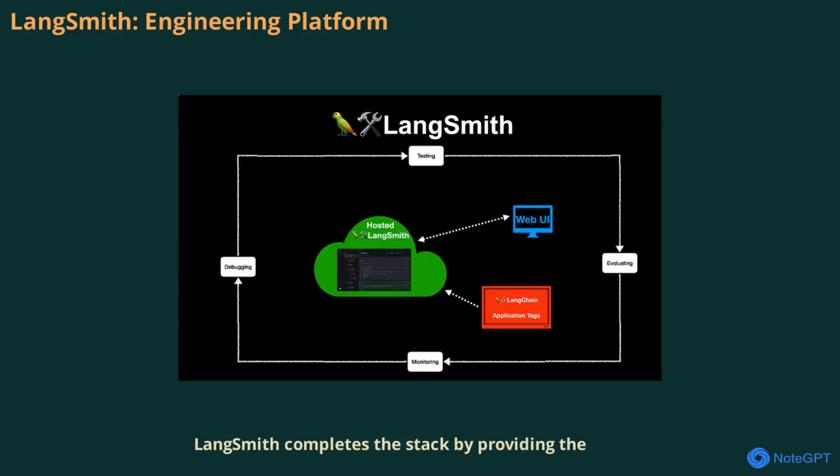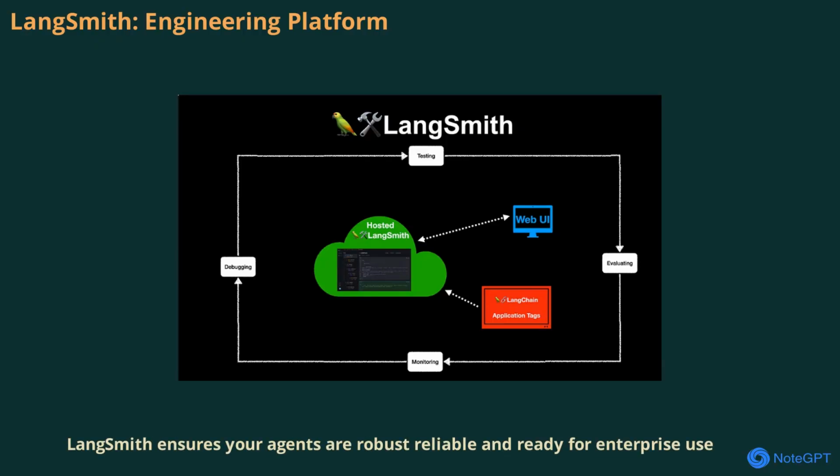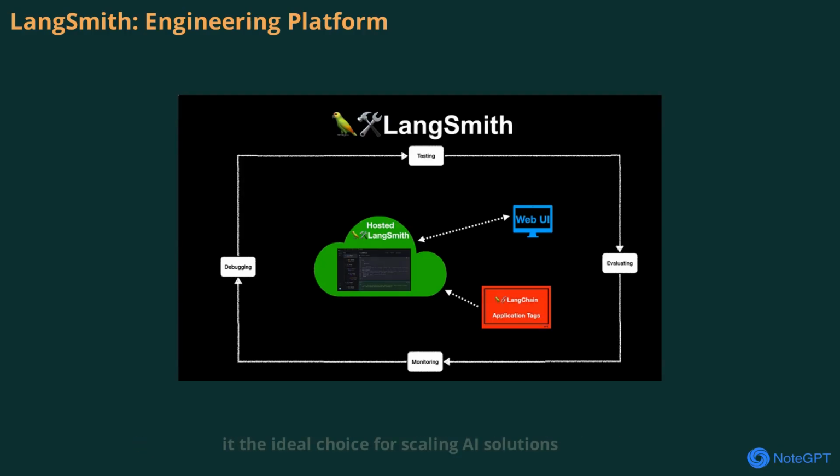LangSmith completes the stack by providing the critical infrastructure needed for production-grade agent engineering. With observability, evaluation, deployment, and monitoring, LangSmith ensures your agents are robust, reliable, and ready for enterprise use. Its seamless integration with LangChain and LangGraph makes it the ideal choice for scaling AI solutions.